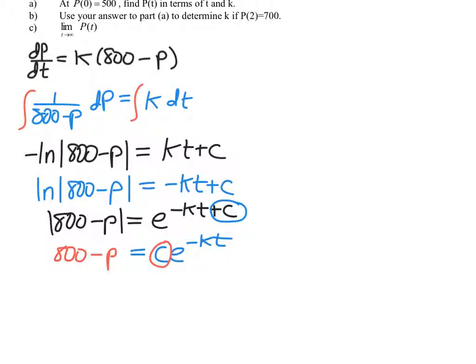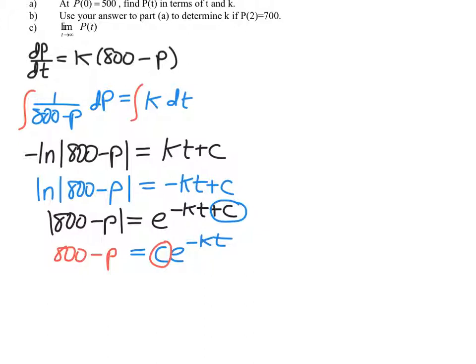Question? When you're going to isolate P and you have negative C e to the negative kt, can you bring down that negative and make it positive? Bring down the negative and make it positive. Like the negative kt, bring down the negative. Now you're stuck with that.